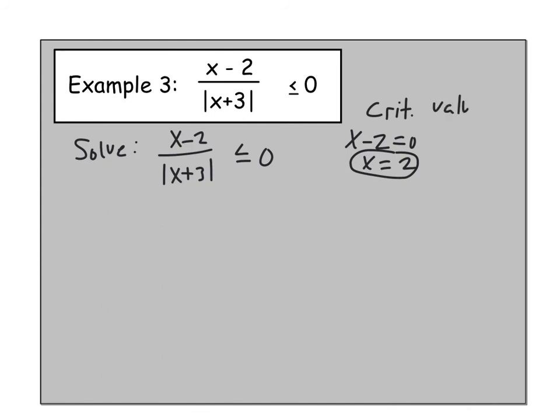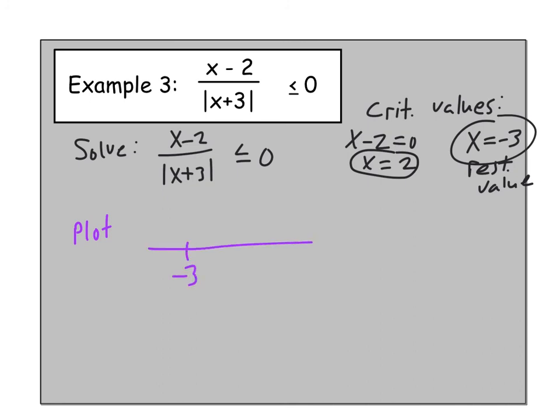And in this case, since it's a rational function with a denominator, we are going to have a restricted value whenever the denominator is 0. So if x were negative 3, that's going to be a restricted value or an excluded value. Okay, because again, that would cause us to have a 0 in the denominator. Okay, so those are our two critical values, positive 2 and negative 3. So let's get those plotted, and then we can conduct our interval test. Okay, so the negative 3 needs to come first, then positive 2. In this case, we're getting ourselves 3 intervals to check.